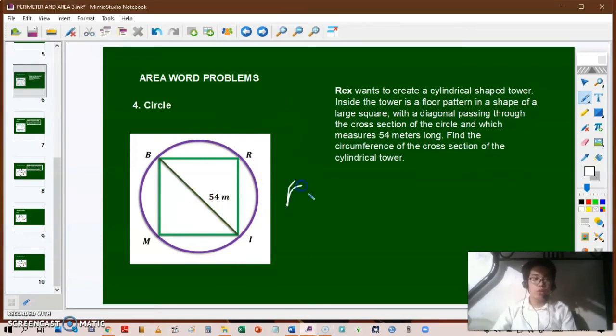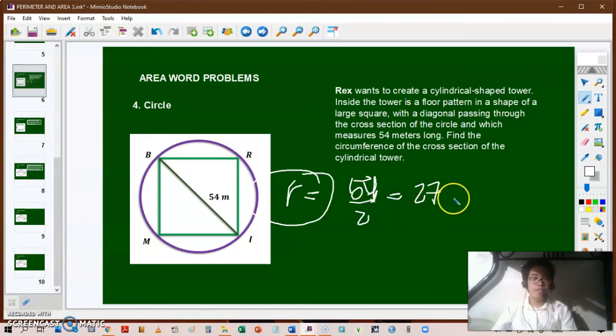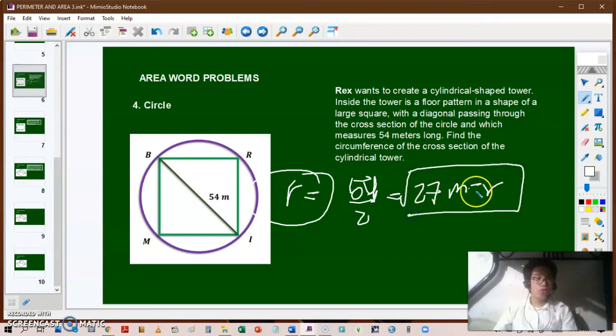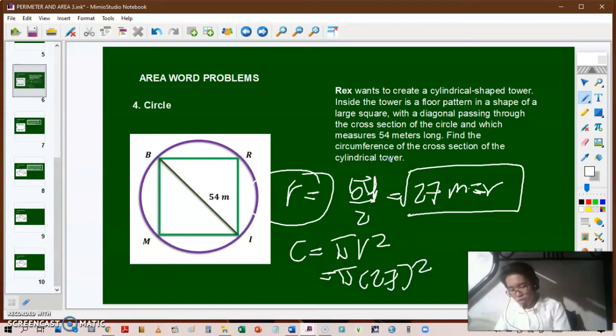So our main goal here is to find the radius. To get the radius, very easy. Since the 54 meter diagonal passes through the center, we just have to divide 54 by 2. So what's 54 divided by 2? That's 27, so 27 meters. That's our radius. Now, the area for a circle is pi r squared. So we simply substitute 27 there, and we have to square 27. So 27 squared is actually 729.